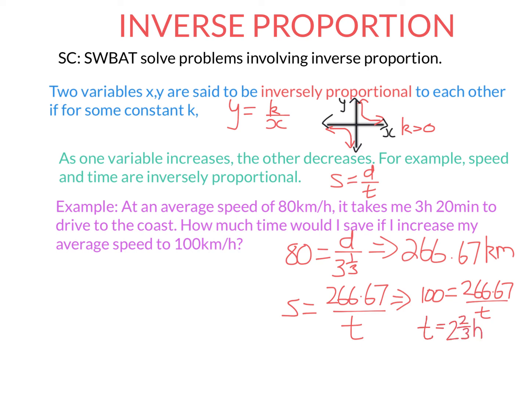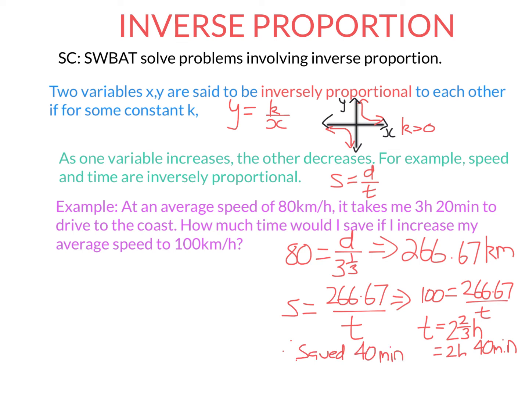Remember, T was in hours. So 2/3 of an hour is just 40 minutes. So at 100 kilometers per hour, it will take me 2 hours and 40 minutes. So it used to take me 3 hours, 20 minutes at 80 kilometers per hour. Now that I'm going 100 kilometers per hour, it takes me 2 hours and 40 minutes. So therefore, I have saved 40 minutes.